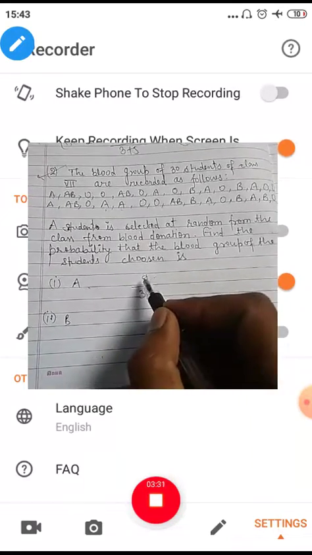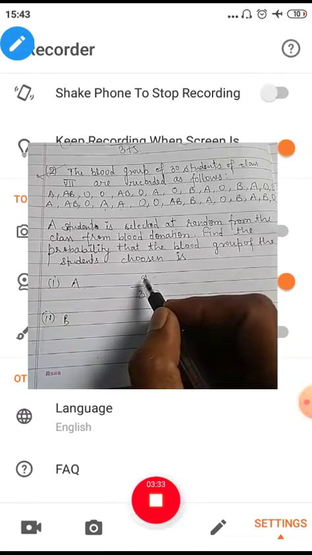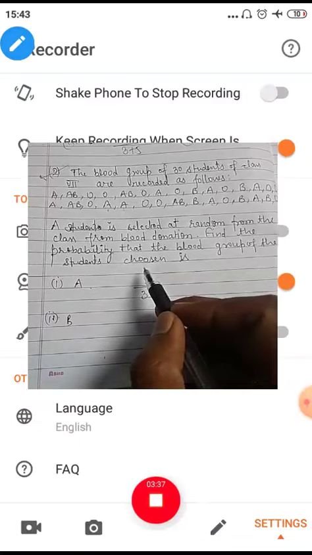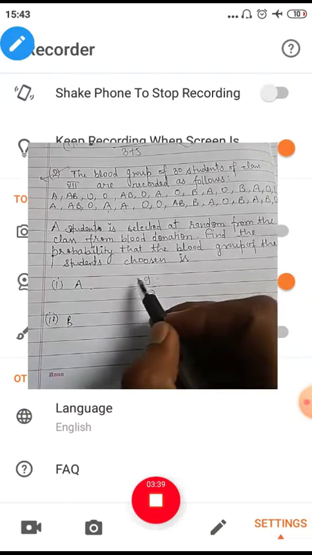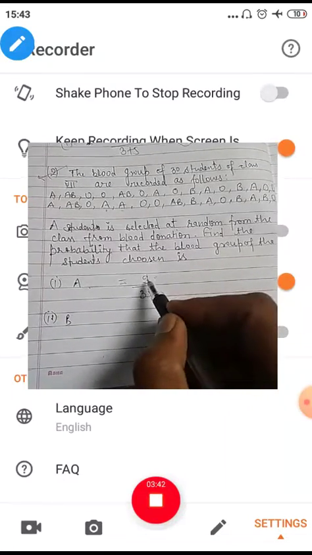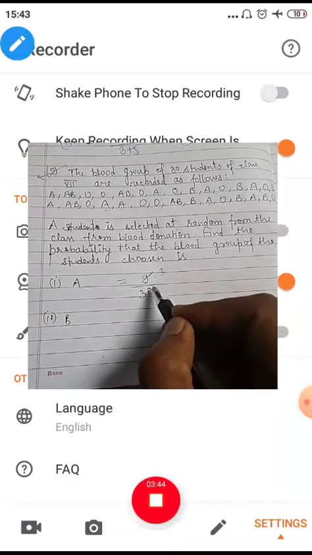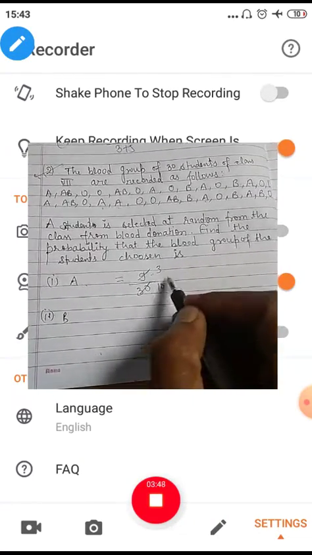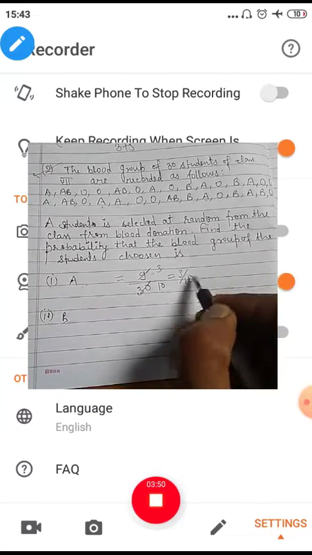Okay, so the probability that the blood group of the student chosen is A is equal to what? 9 upon 30. You can simplify it. Divide by 3. 3 3 जा 9 and 3 10 जा 30. So 3 upon 10.